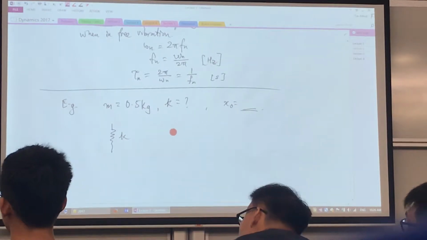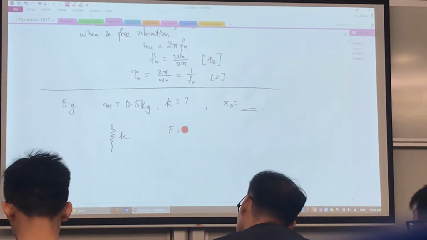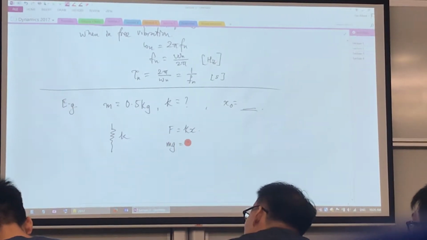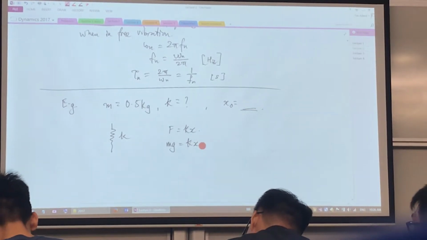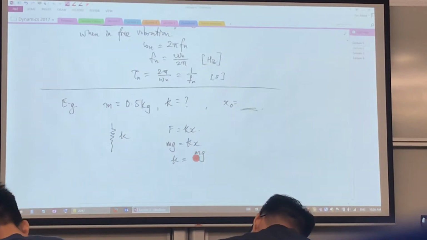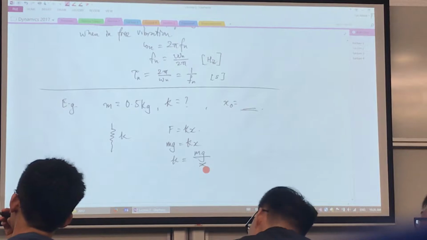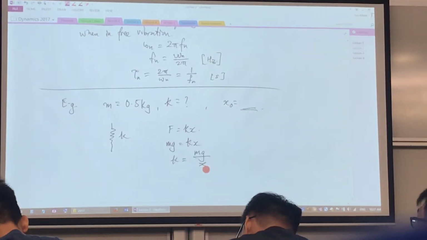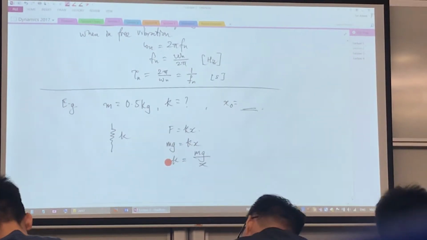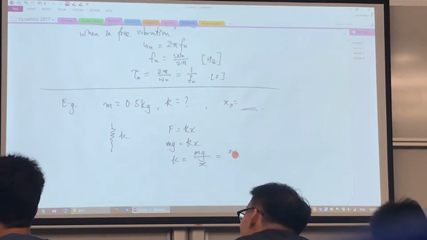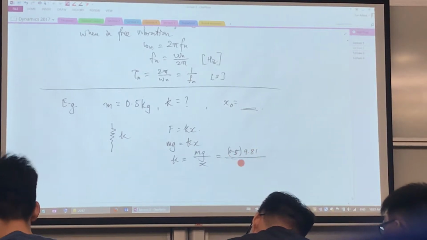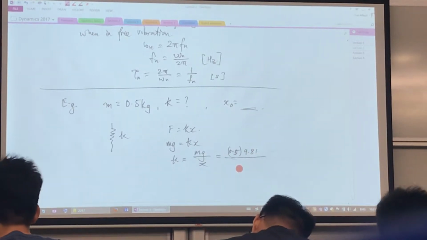We can use the expression F is equal to Kx, where I consider the force as mg because of the own weight of that spring. Re-expressing this, K is equal to mg over x. I want to find out what the spring constant of that spring is. So this mass is 0.5 kilograms, gravitational pull is 9.81, divided by x, the amount that it extended.